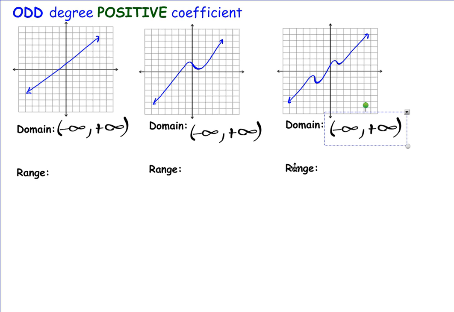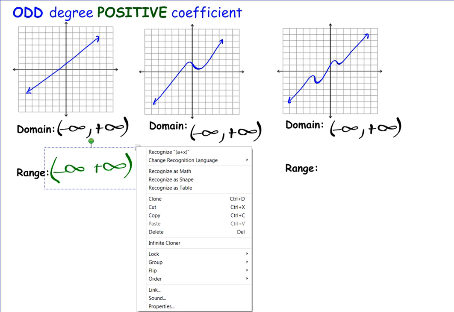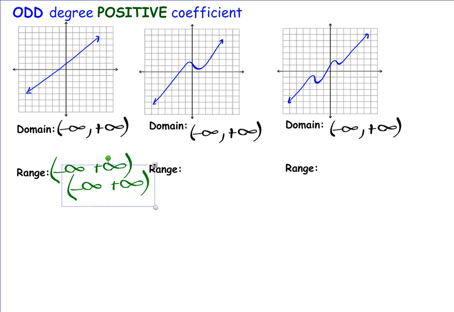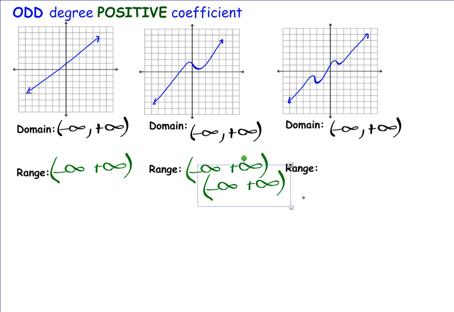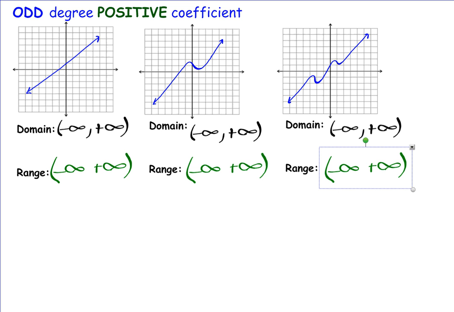Now the range. For an odd degree positive coefficient polynomial, our range is going to start in the lower left. It's going to start way down low, at negative infinity, and it's going to go up to positive infinity. You're going to notice that that is true for all 3 of these that I just drew out. So if you have an odd degree positive coefficient, your domain and range look like this.